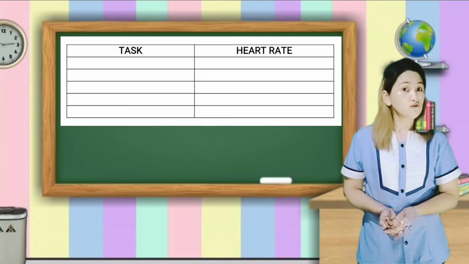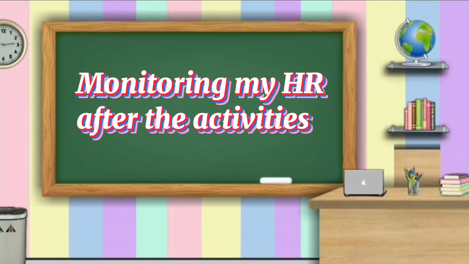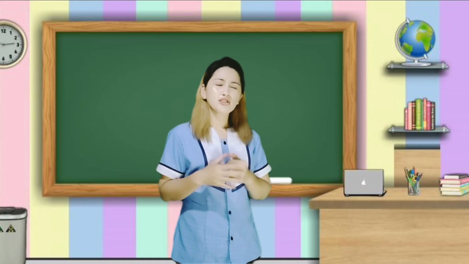Write the different tasks that you performed and rank them from the highest to lowest heart rate. What should be your heart rate when you engage in moderate to vigorous dance exercise? Try this computation in your activity sheet. You can use the information needed from your previous activities.